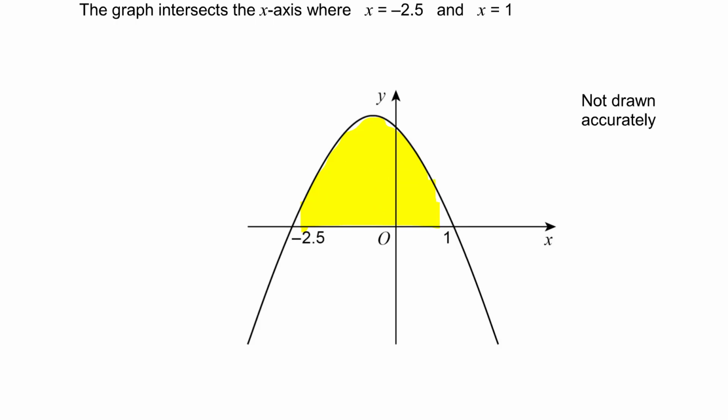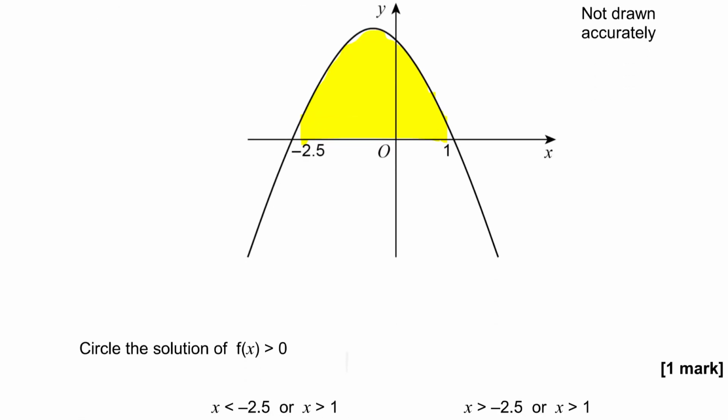Okay, so f of x is greater than 0 for that section of the graph. Either side of that, it's below 0. But between minus 2.5 and 1, f of x is positive.